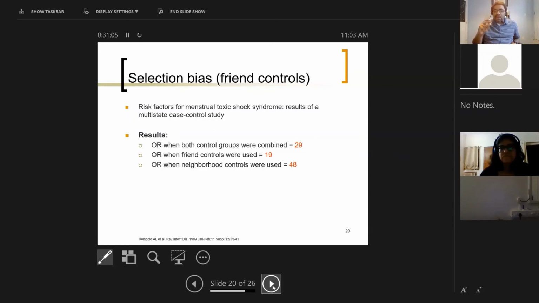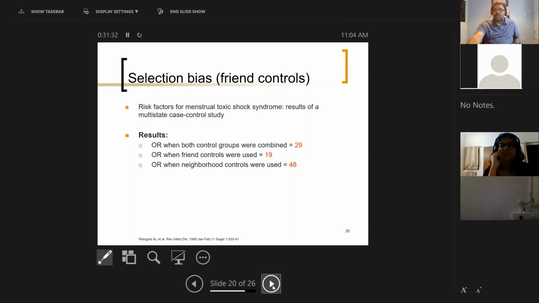But look at the odds ratio when friend controls were used. From an overall odds ratio of 29, it dropped to 19. Still significant, very significant and strong, but it dropped considerably to 19. When we use the telephone exchange controls, the odds ratio jumped to almost 50. Very powerful association, right? 50 is a massive association between any exposure and outcome.